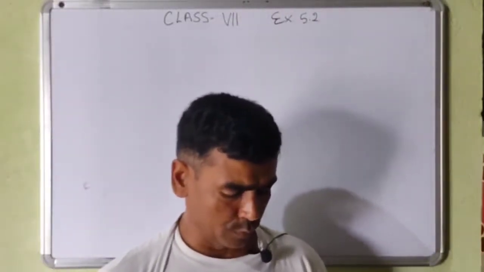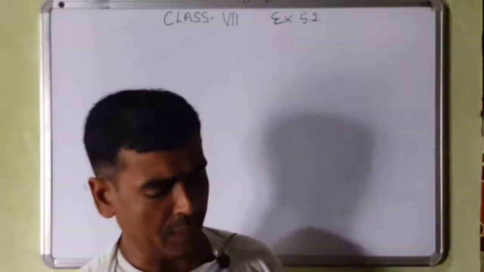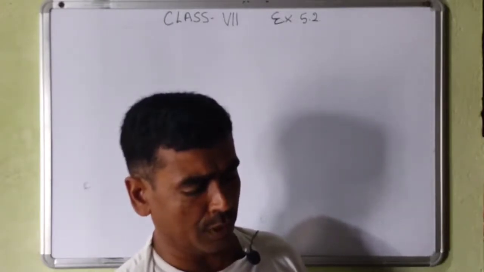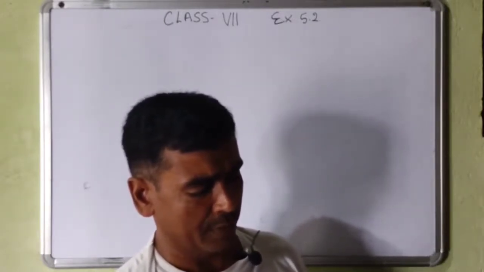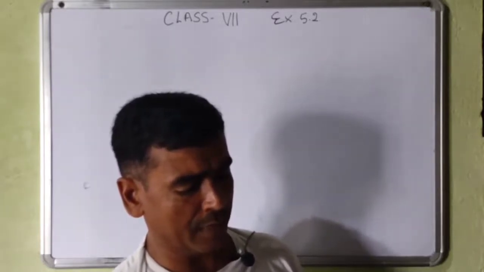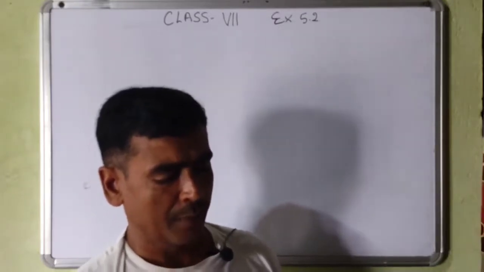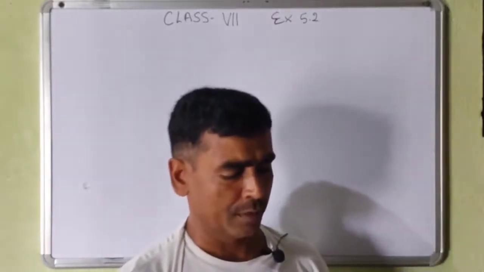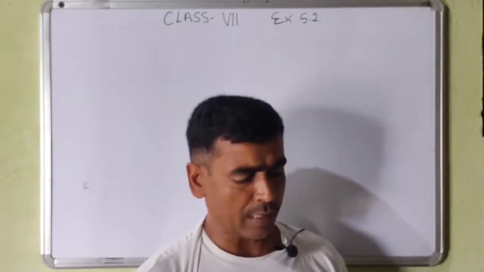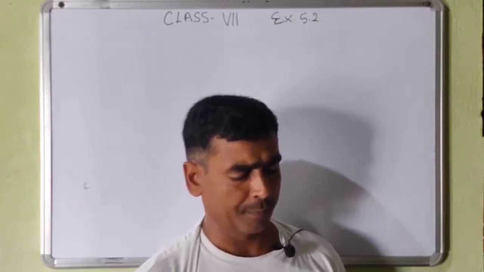Exercise 5.2. Question number 1. State the property that is used in each of the following statements. A, B parallel. Then angle 1 is equal to angle 5. That will be corresponding angle property, CAP. Angle 4 is equal to angle 6. That will be alternate interior angle property.